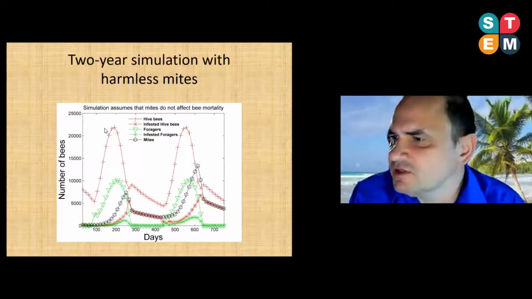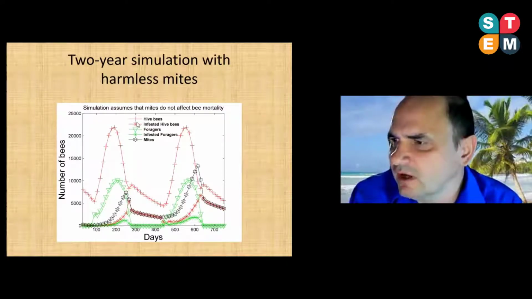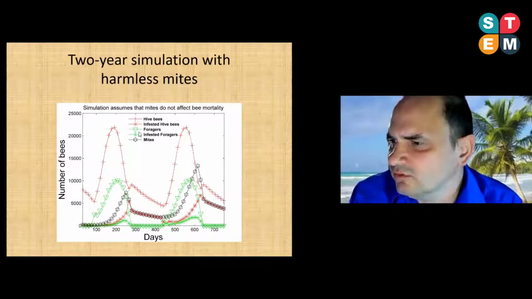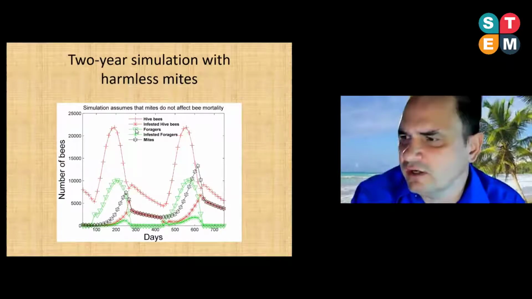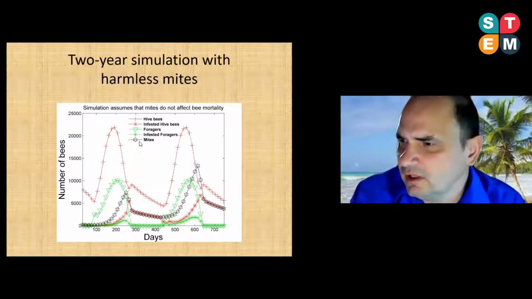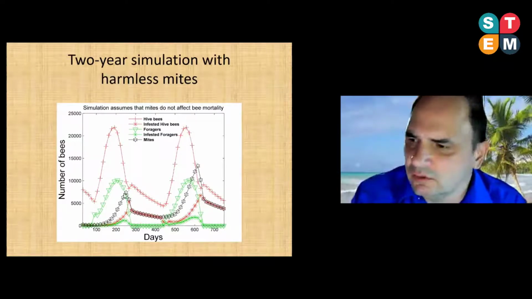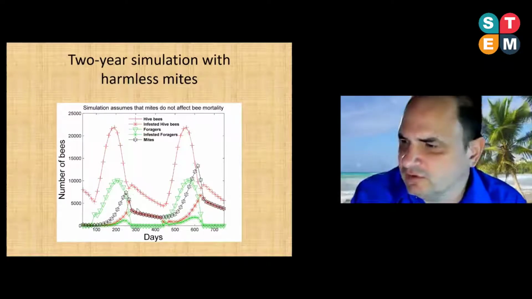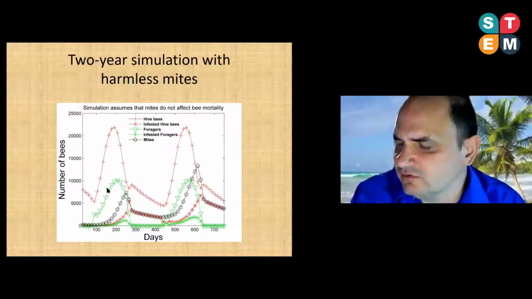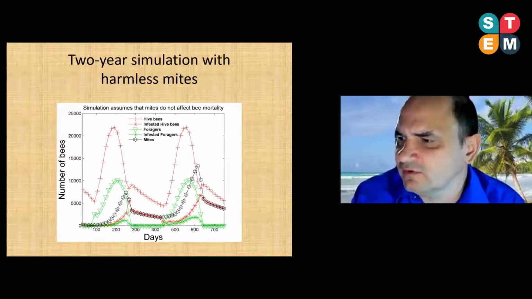We're doing the same simulation in this slide, but now I'm looking at the hive bees, the infested hive bees, the foragers. These are the green triangles here, the foragers, and the infested foragers, these asterisks, and the mites. You see the mites tend to increase later in the season, and so it's staggered. The peaks there are staggered, and the peak in the mite population comes later in the season.